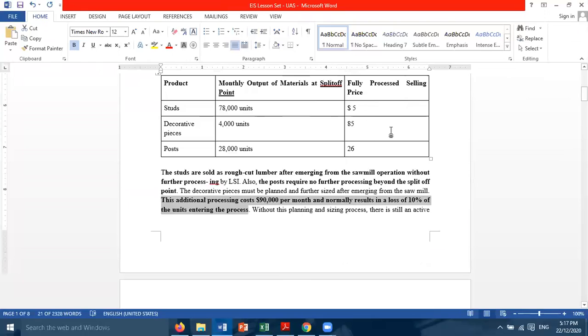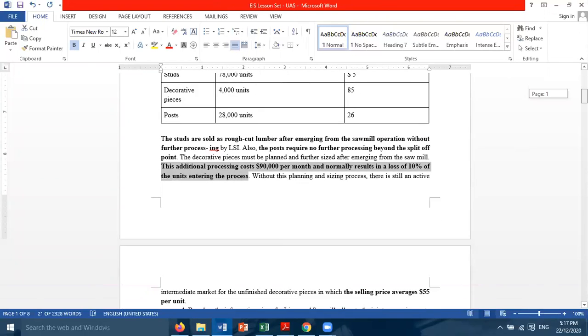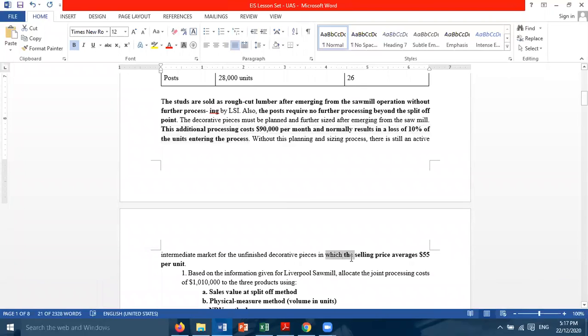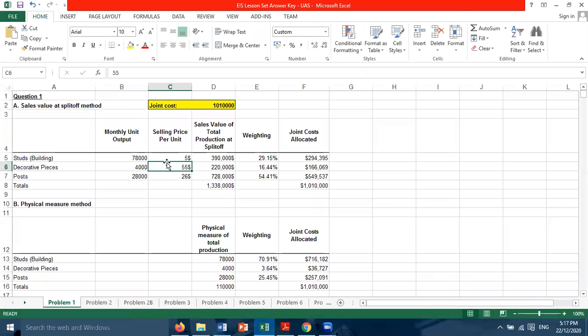However, for the decorative pieces, it is said that the decorative pieces undergo additional processing. So we need to find the selling price before it undergoes additional processing, which is given here: unfinished decorative pieces, in which the selling price averages $55. So we have $55. Now with the monthly unit output at split off and the selling price per unit at split off, we'll be able to find the total sales value for each product at split off. So it's just multiply 78,000 times $5, that's 390,000, and so on until we find all of this.